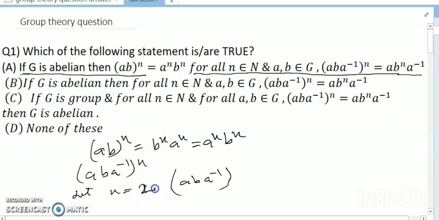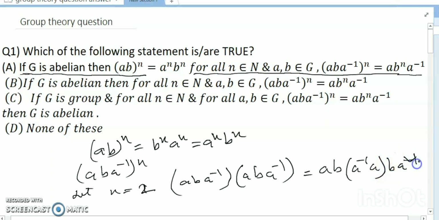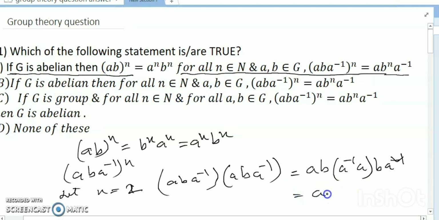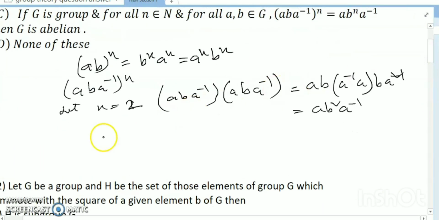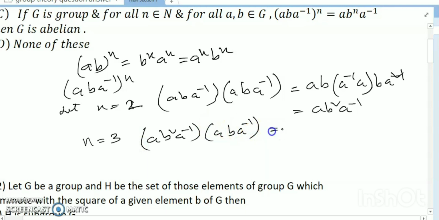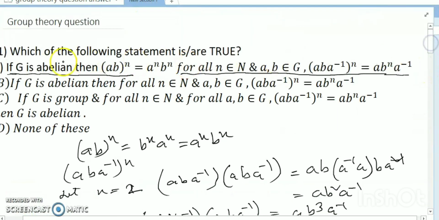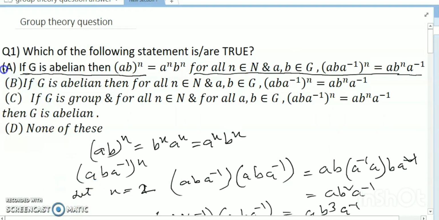So friends, n equals 2. So it can be written a b a inverse. Another factor is n equals 3, we can get a b square a inverse, a b a inverse, because it can be written this way. So friends, using mathematical induction, we can say that option A is correct. For n equals 2 it is true, for n equals 3 it is true.